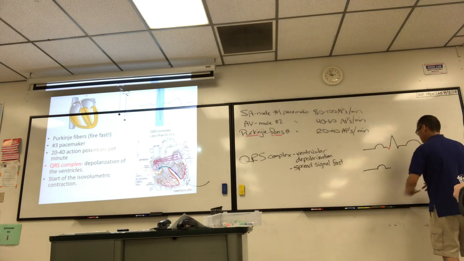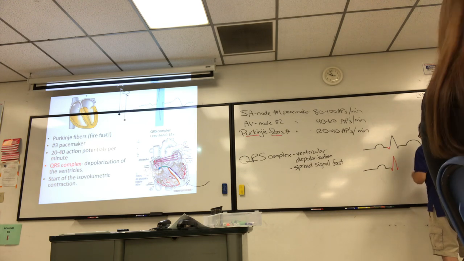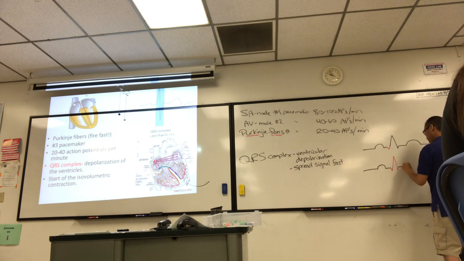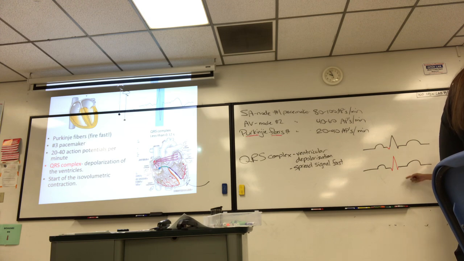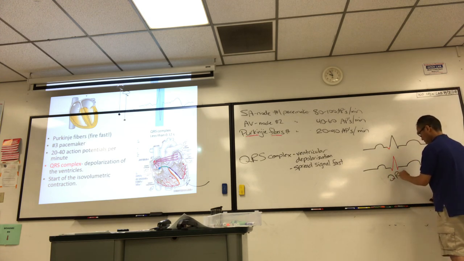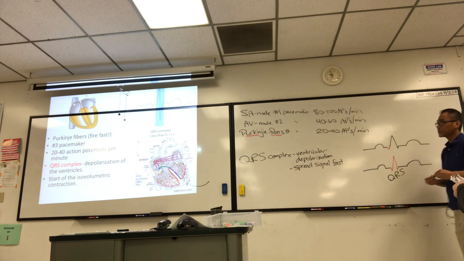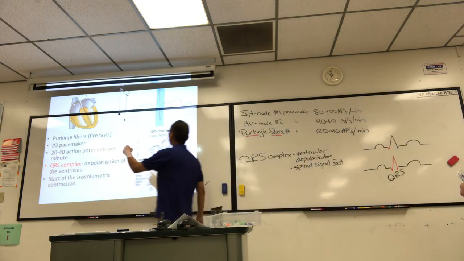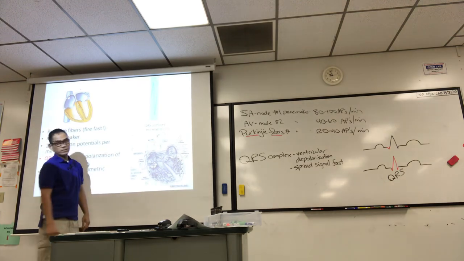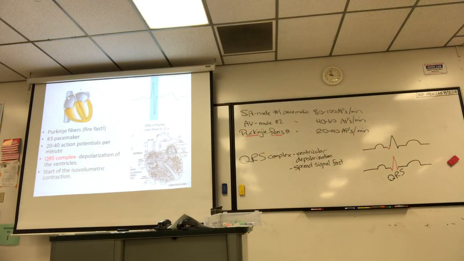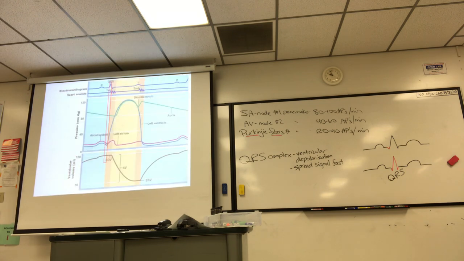So I'm going to draw QRS just in red. QRS. So that's the QRS, and it represents ventricular depolarization. It's a sharp spike, and it shouldn't be more than 0.12 seconds in duration. And the QRS is going to cause systole. So we're still right before systole.